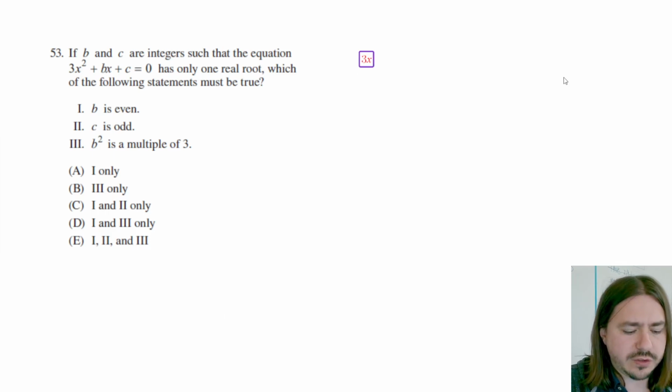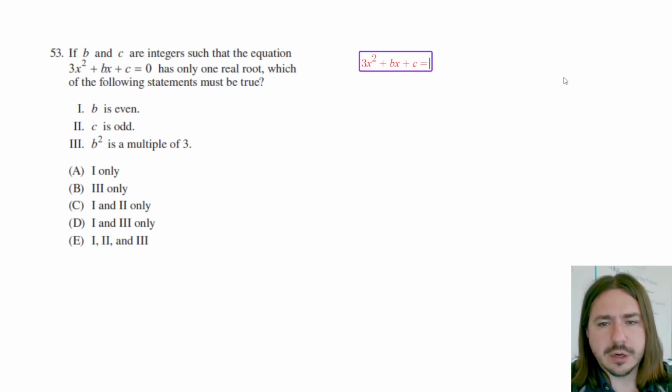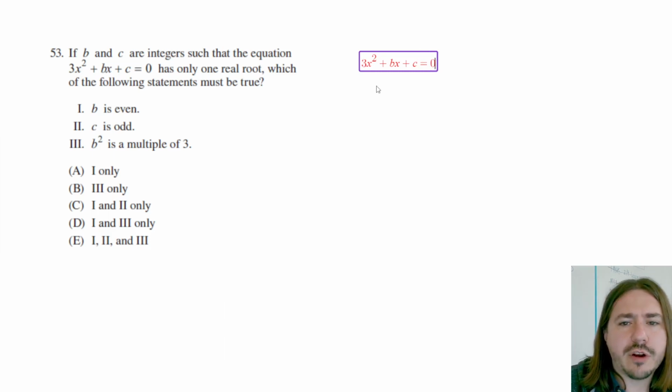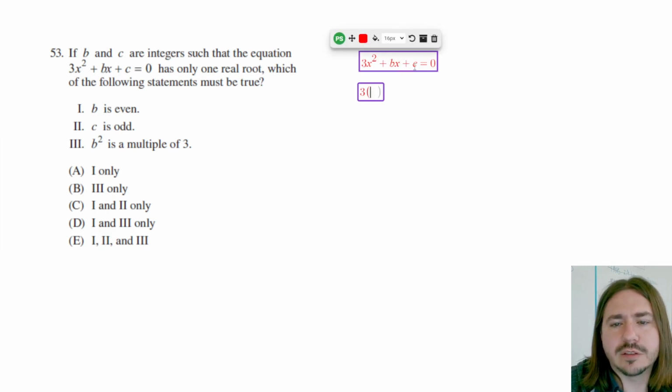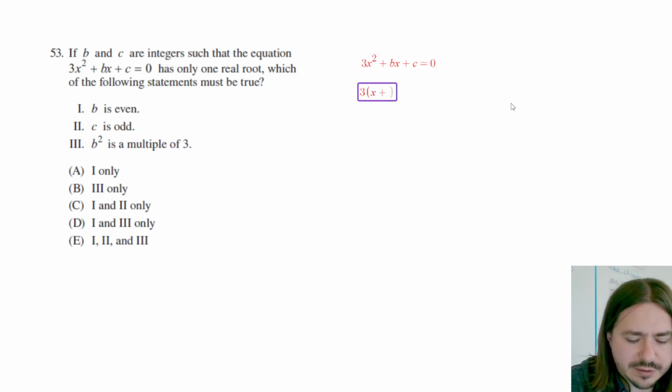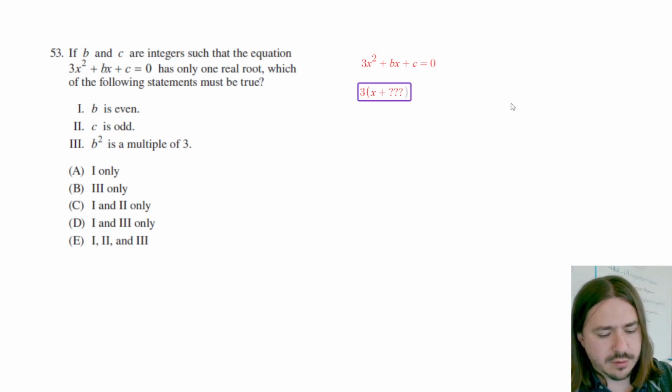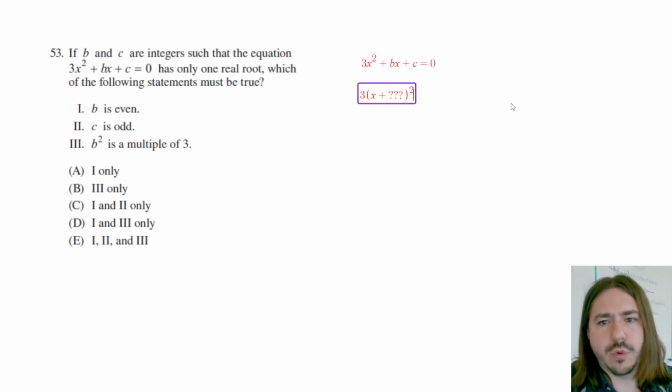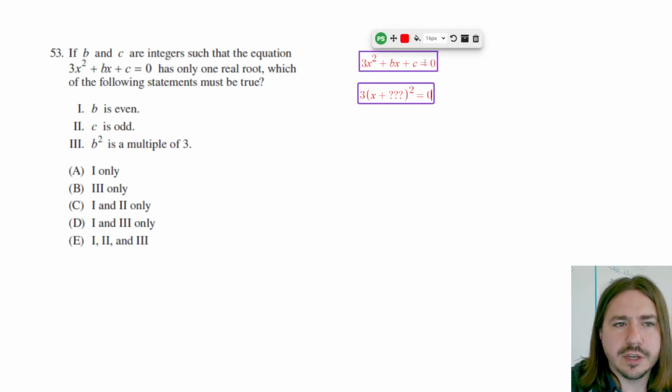So let's see, we've got 3x squared plus bx plus c equals 0. If I were to try to rewrite this, I could factor out the 3, and then I'd be left with x squared plus b over 3 x plus c over 3. And so in other words, this is going to have to be written as x plus some number squared equals 0.